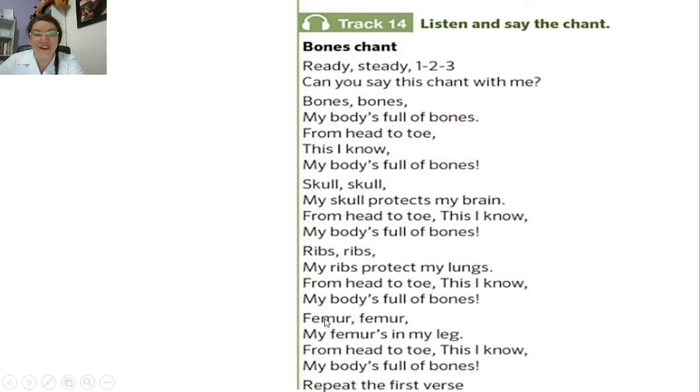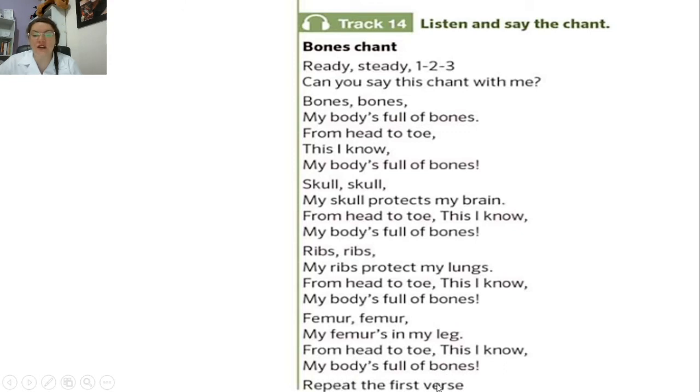Femur, fêmur, ok? Femur, my femur. Meu fêmur está, ok? in my leg. Está na minha perna, ok? Meu fêmur está na minha perna. From head to toe, da cabeça aos pés. Yes, I know. Isso eu sei. My body is full of bones. Meu corpo é cheio de ossos.